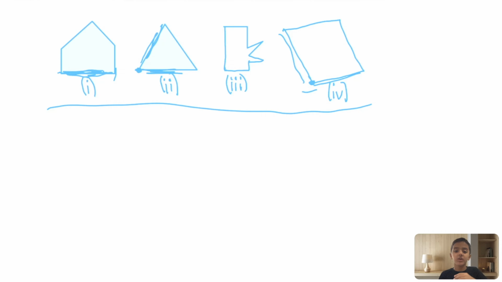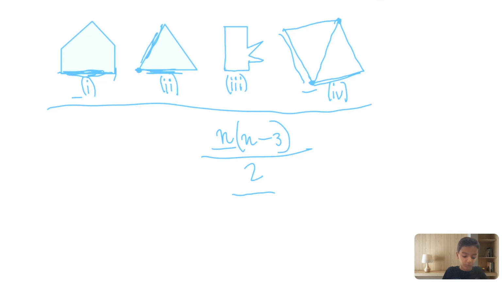Fourth term, which is diagonals. It is such a line segment which joins two non-adjacent vertices of a polygon. Here, this line segment is called a diagonal because it joins two non-adjacent vertices. There is a formula to find the number of diagonals in a polygon. That formula is n into n minus 3 divided by 2, where n is the number of sides of the polygon.